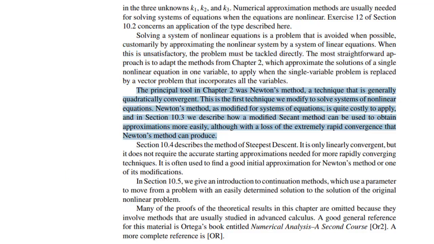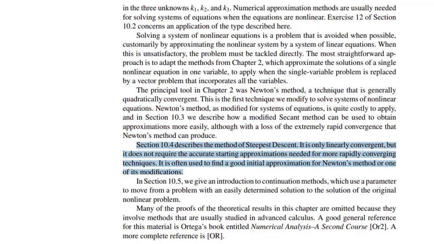the variables. The principal tool in Chapter 2 was Newton's method, a technique that is generally quadratically convergent. This is the first technique we modify to solve systems of nonlinear equations. Newton's method, as modified for systems of equations, is quite costly to apply, and in Section 10.3 we describe how a modified secant method can be used to obtain approximations more easily, although with a loss of the extremely rapid convergence that Newton's method can produce.